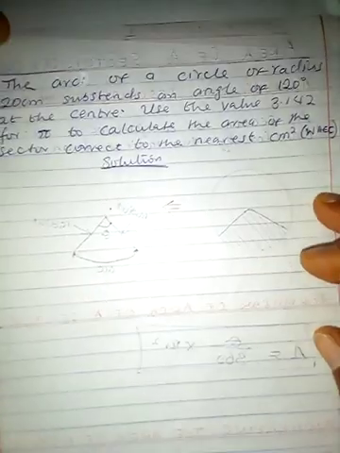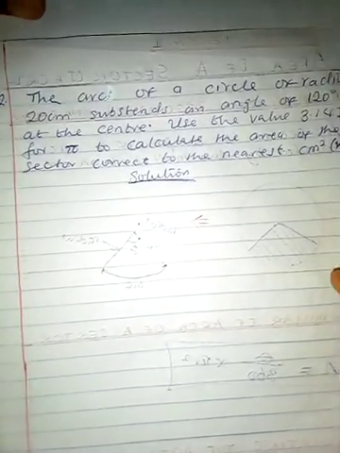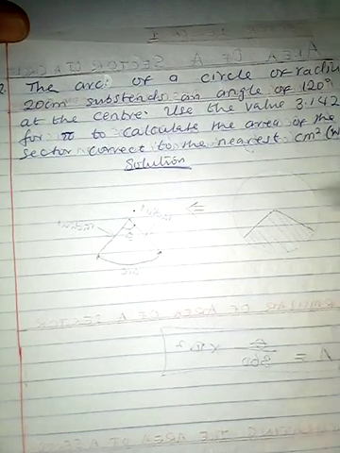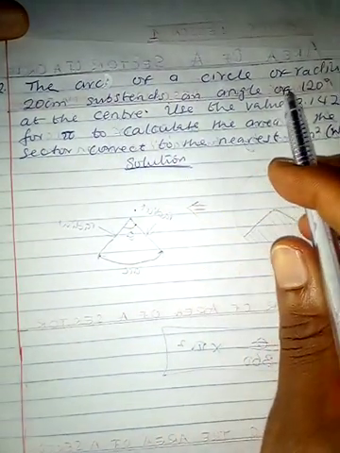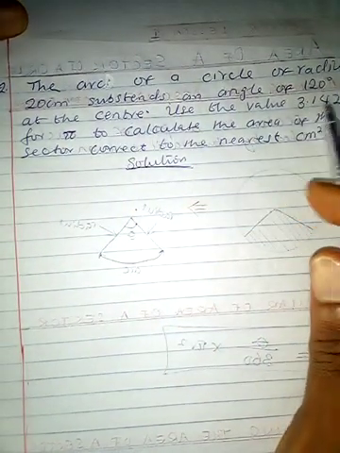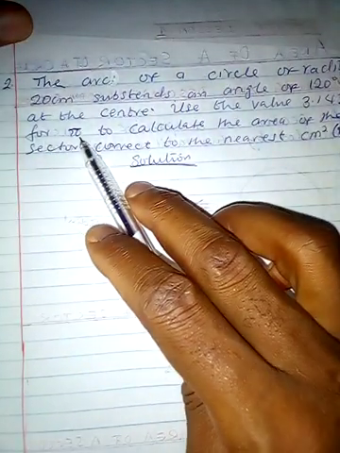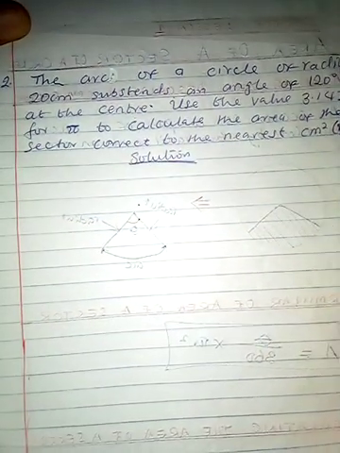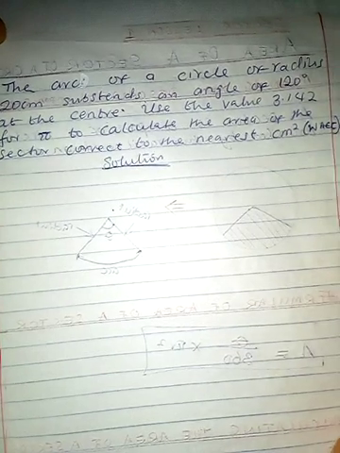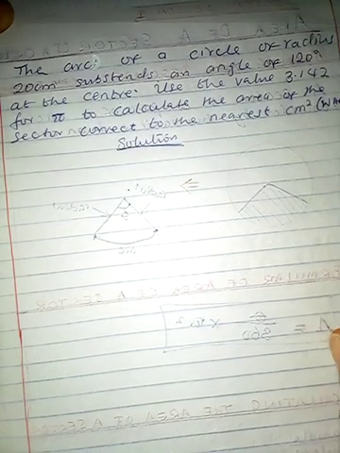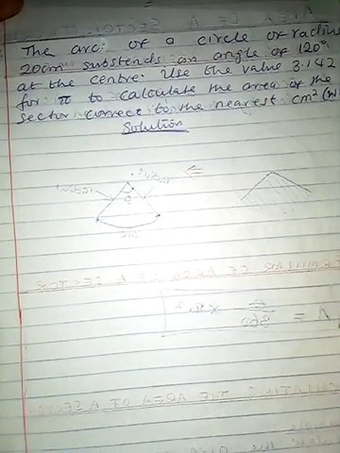Now we're going to solve one more problem on the sector of a circle. The second problem says that the arc of a circle of radius 20 cm subtends an angle of 120 degrees at the center. Use the value 3.142 for pi to calculate the area of the sector correct to the nearest centimeter squared. This is actually a WAEC question, that is West Africa Examination Council. So let's solve this problem together.